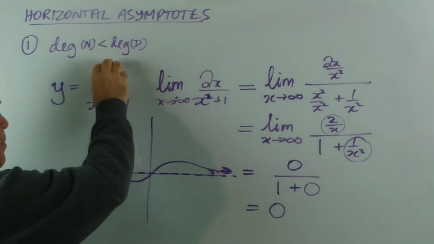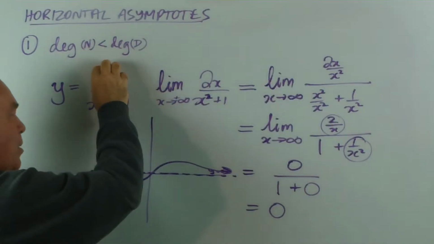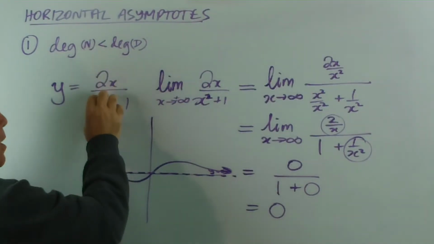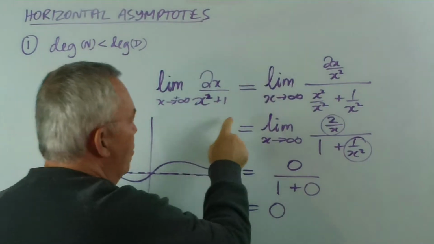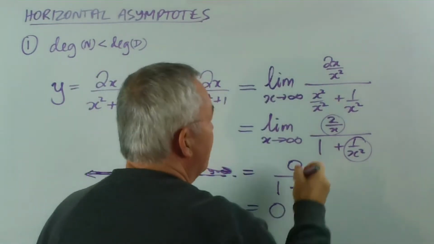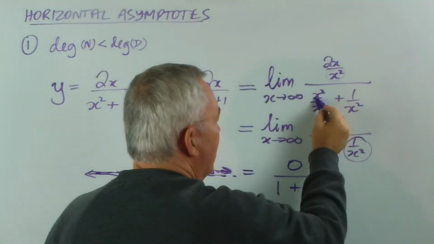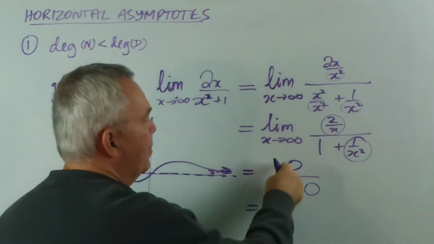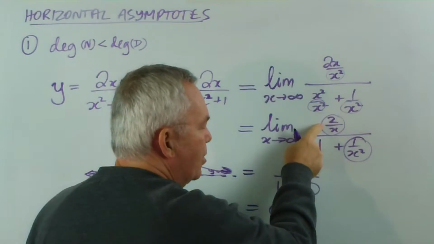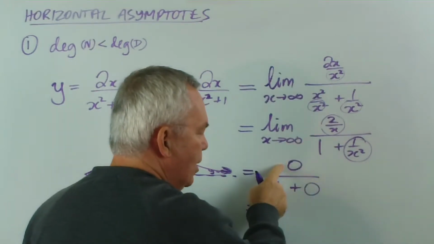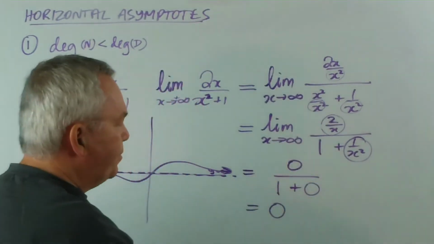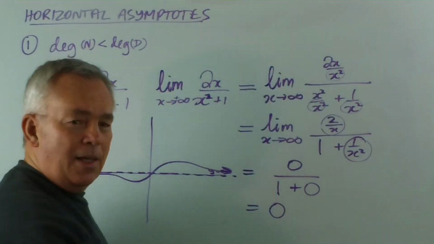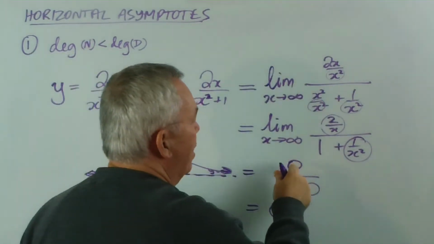If the degree of the polynomial on the top, in the numerator, is smaller than the one on the bottom, when we perform this little trick of dividing through by the biggest power, which will be on the bottom, we will always get a fraction on the top and it will always become 0. I'll just say that again, just so it makes sense to you.